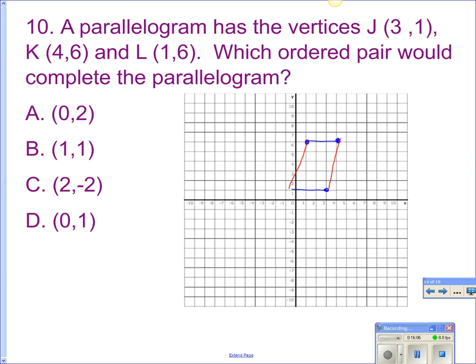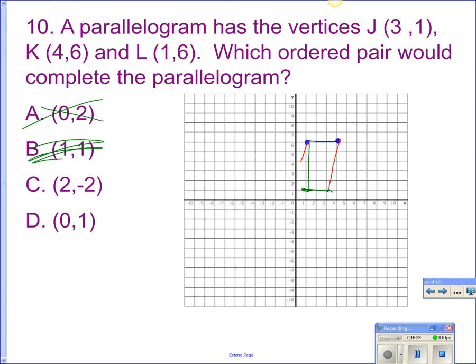Okay, so this first point, 0, 2, I'm going to put it in green. Would that make a parallel line to this blue one, this green line? Is that parallel to the blue one? No. Okay. All right, let me try 1, 1. All right, these two are parallel. But now is this one and the red one parallel? Nope. So 1, 1 doesn't work.